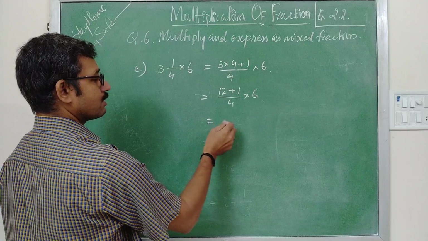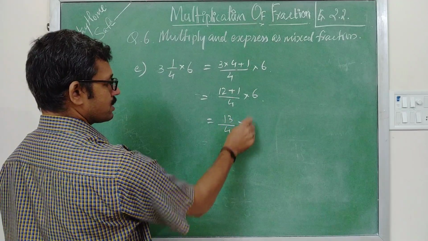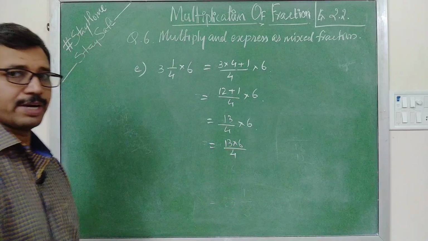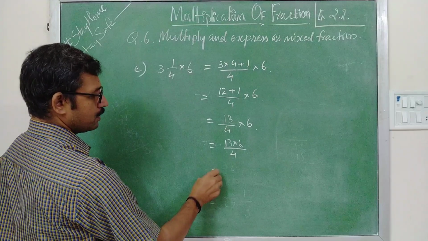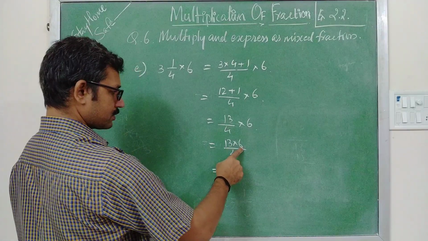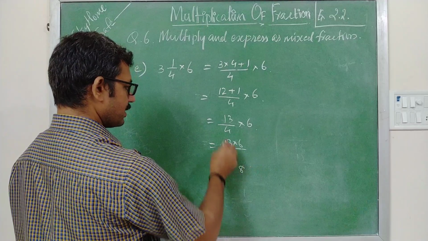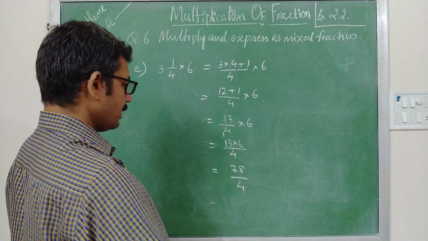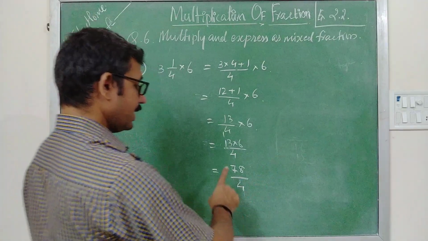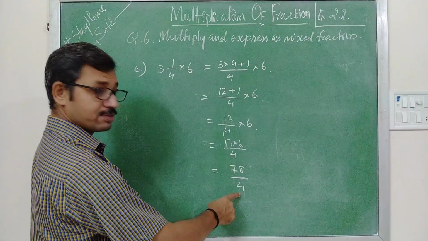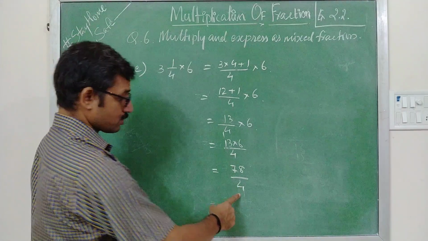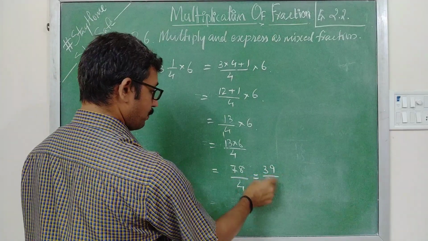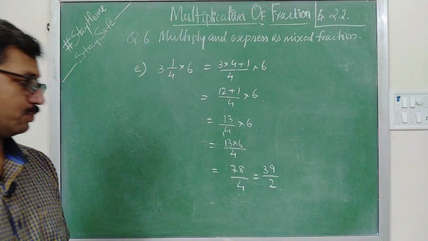So which is equal to 13 upon 4 into 6. This we can write as 13 into 6 upon 4. Now 3 sixes are 18, 1 six is 6, that is 78 upon 4. Now here we know that we can reduce it with 2, so we can write this as 39 upon 2.